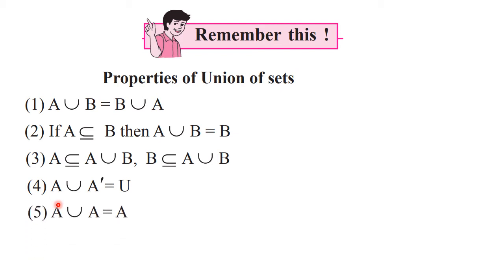Then next, fifth one, A union A is the set itself. That means, like we have seen, A intersection A is A. Similarly, A union A is A. The union of the set with itself is the same set. Then next, A union null set is equal to A. Like for intersection we have null set, but for union we have the same set. Okay, so this way we have the properties of union of sets. Okay, now let's go ahead.